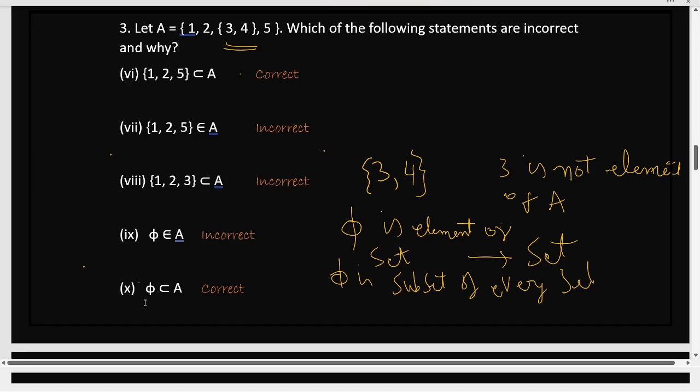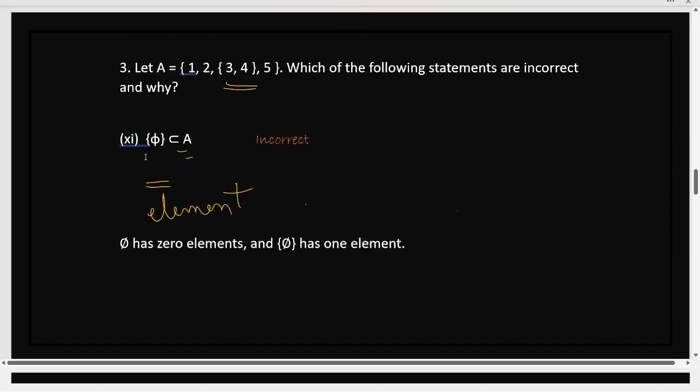The next one. {5} is a subset of A. Of course, it is correct. Why? {5} is a set. This can be a subset to any set. So this statement is correct. {5} is a subset of every set. 5 is the element or set? It is only a set. This is what I wanted to stress on this. So last question. In this 5, what is this? You should know it by this time.